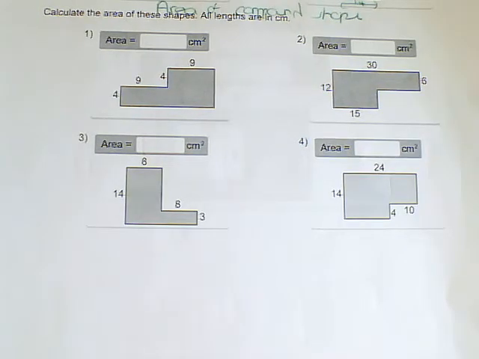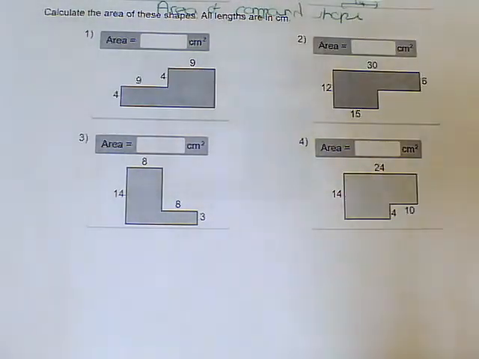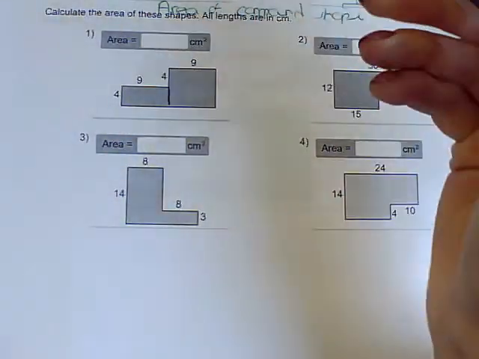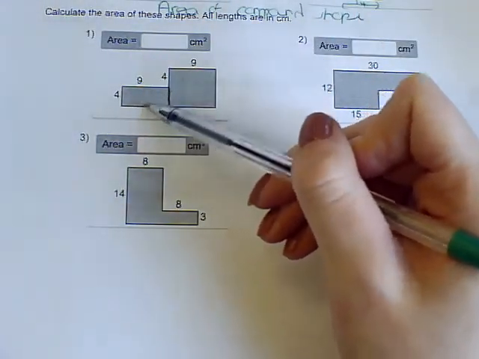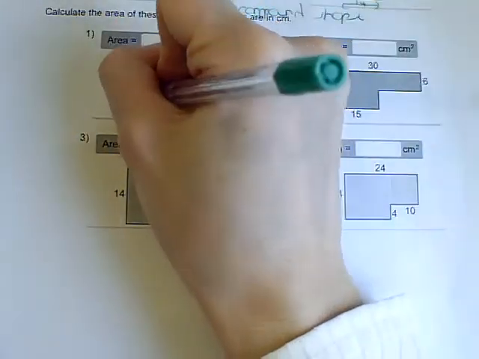In this video we are going to look at finding the area of compound shapes. So if you look at our first question, we need to split this shape into two. So I'm going to make my split there. Find the area of the first rectangle, so length times breadth, 9 times 4 is 36.